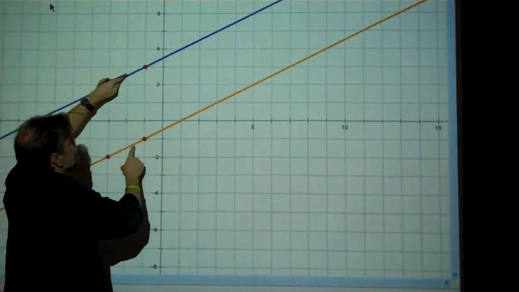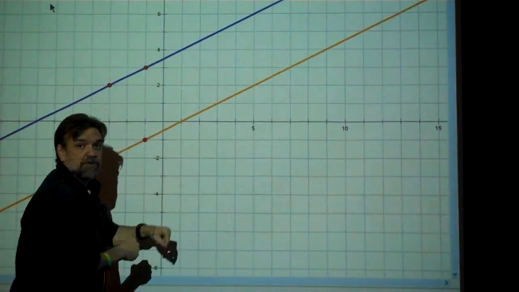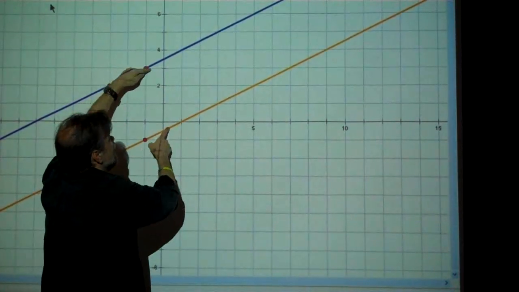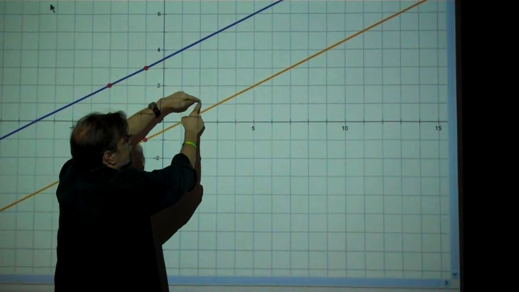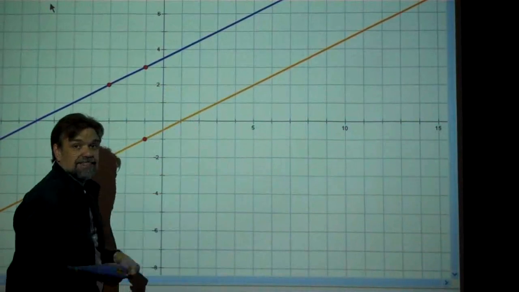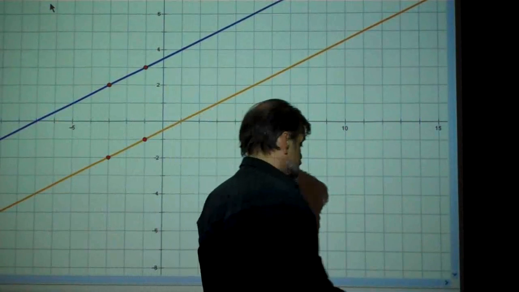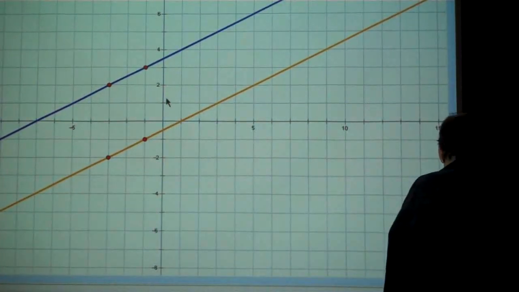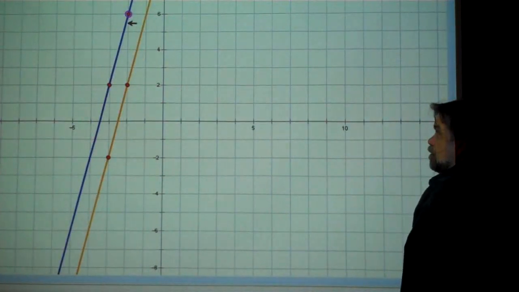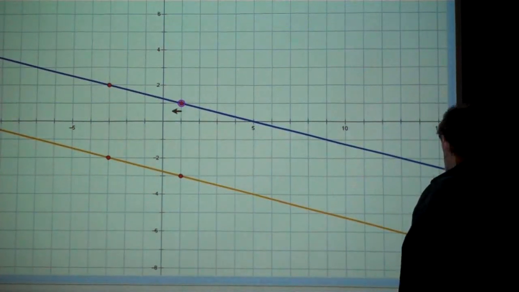So as I go up, these two points, one right above the other, are always going to be 4 units apart. In order for the lines to intersect, I would have to have these two points, one right above the other, actually meeting in the same point. But as I see, that's never going to happen. They're always going to be 4 units apart. And it's not just with these particular lines. I could make these lines, they're also 4 units apart. Or these two lines, they're also 4 units apart.